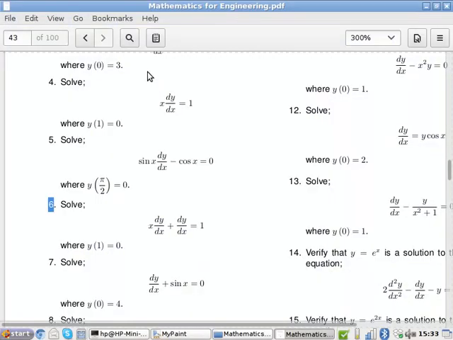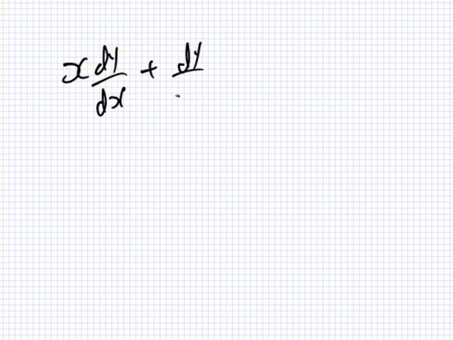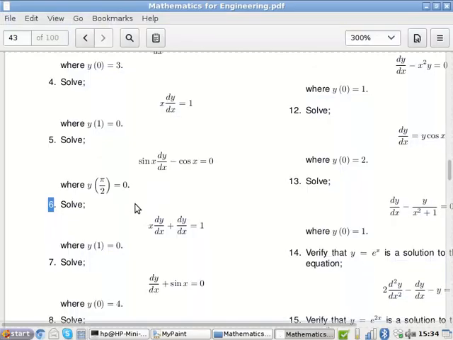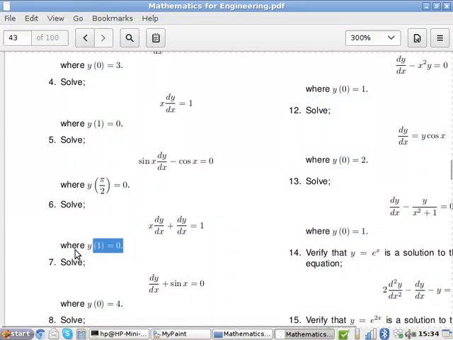x dy dx plus dy dx equals 1, and you're told that y1 equals 0. Right, what should I do first? Take dy over dx. y1 equals 0. No, that's for 7.